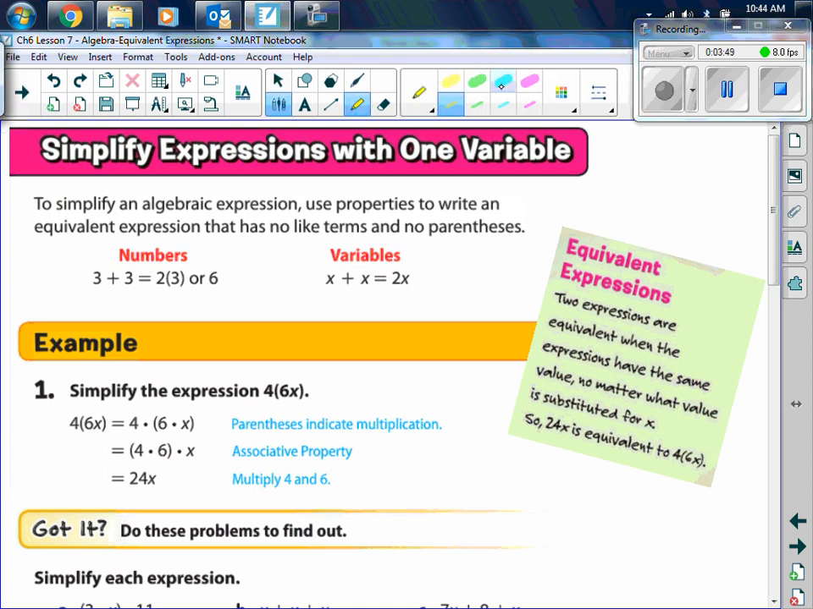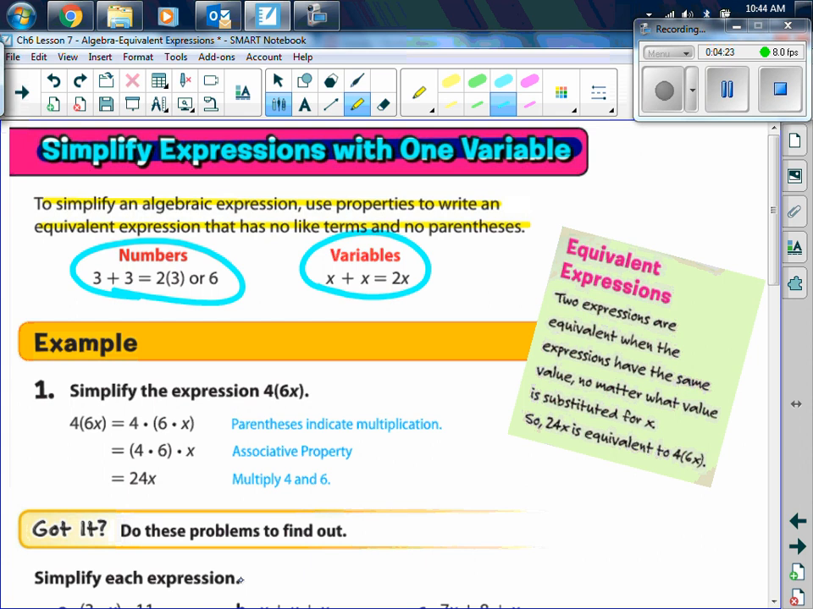All right, so here we are going to simplify expressions with one variable. Now I do want you to write down this rule. To simplify an algebraic expression, we're going to use properties to write an equivalent expression that has no like terms and no parentheses. These are examples of simplifying using numerical terms and using algebraic terms.